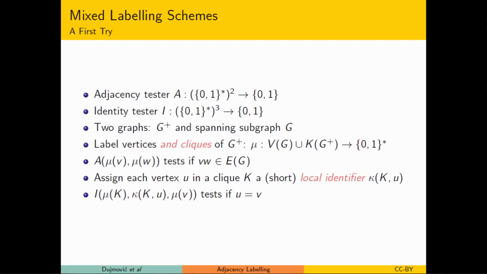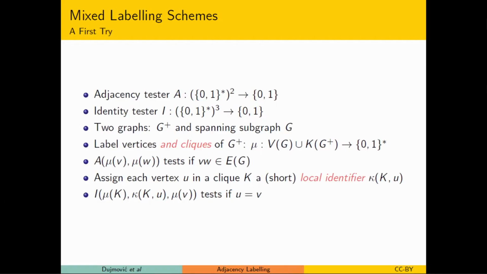And when you label this graph, what you label is 2 things: all the vertices of the graph and the cliques in the bigger graph. All cliques. No reason not to. Okay, so the labeling has a larger set to it. As before, if you give me the labels of 2 vertices, the adjacency tester is supposed to tell you if the edge is there.